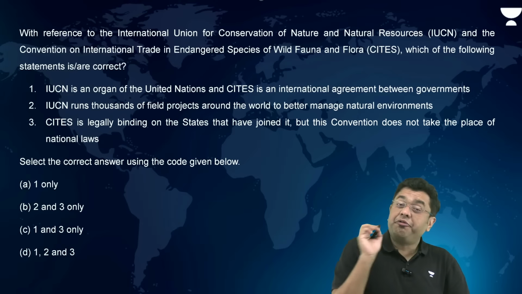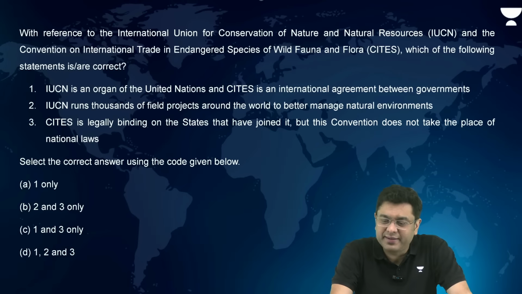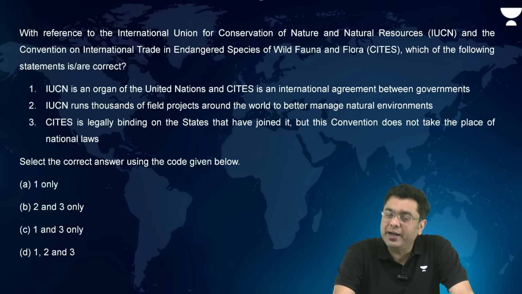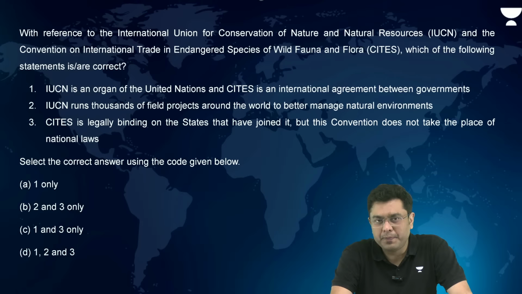With reference to IUCN and the CITES, which of the following statements is or are correct? IUCN is an organ of United Nations and CITES is an international agreement between the governments. IUCN runs thousands of field projects across the world to better manage natural environments. CITES is legally binding on the states that have joined it, but the convention does not take the place of the national laws. So, think about it and let us know in the comment section below.